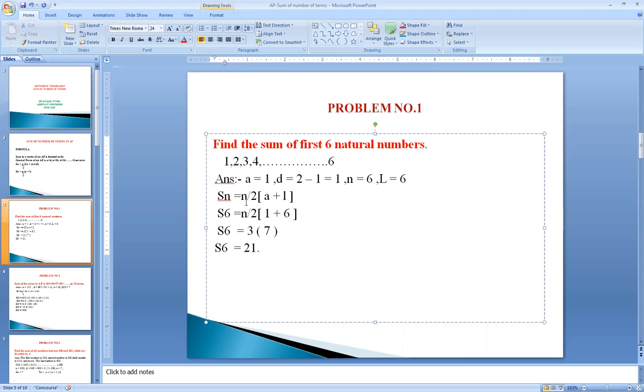So here Sn equals n by 2 into a plus l, because the last term value is given. So we can apply the formula here. Sn is nothing but S6. So S6 equals n, which is 6, divided by 2, into a, the first term, plus 6. Then S6 equals 6 divided by 2, which is 3, into 1 plus 6, which is 7. Therefore 7 threes are 21. Therefore the total value of all the 6 numbers, if you add the natural numbers 1 plus 2 plus 3 plus 4 plus 5 plus 6, the value will be 21. So this is how we have to use the formula.